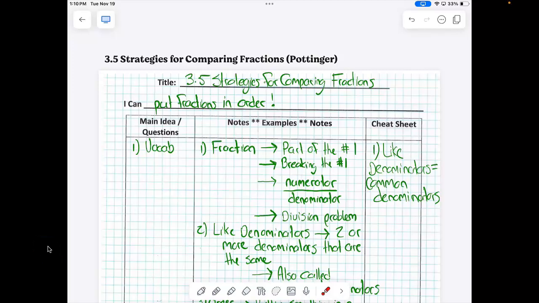Today we finished 3.5, strategies for comparing fractions. Can you compare and order fractions? Yes. Fractions are always going to be part of the number 1. It's like we break the number 1. Fractions are like breaking the number 1, right?